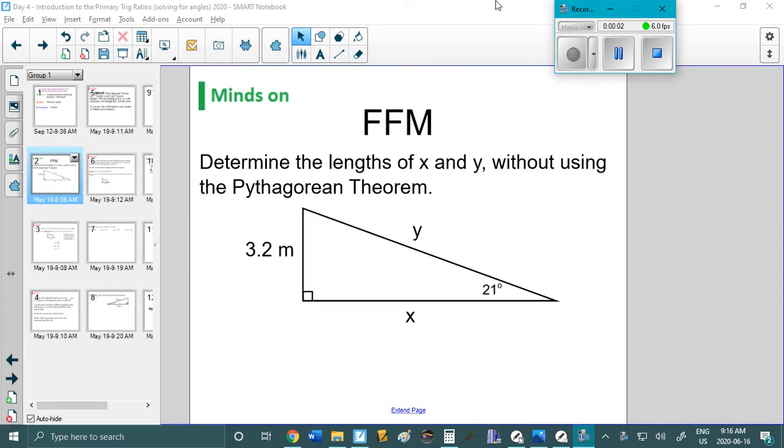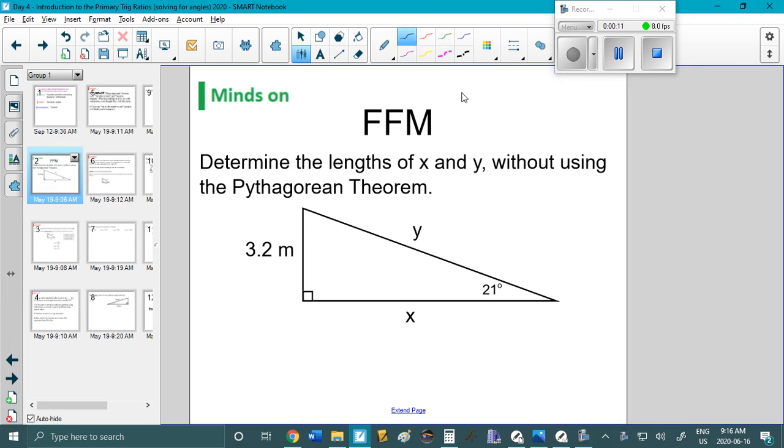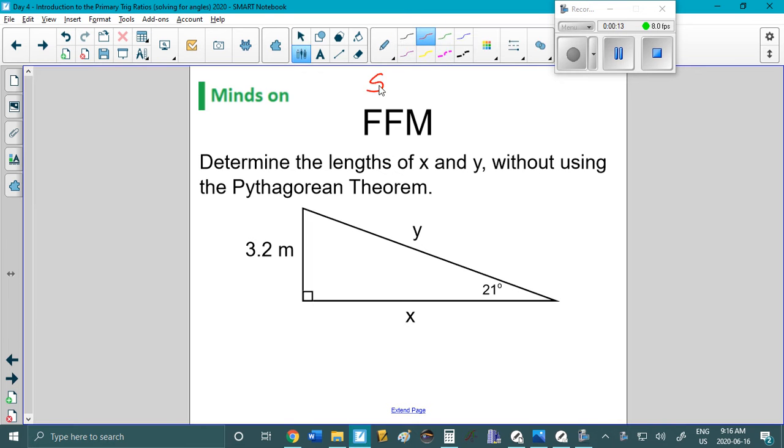Hello, grade 10s. We are going to move forward today. Yesterday you were using SOH CAH TOA, or sine, cosine, tan, to solve for sides, and today we will use SOH CAH TOA to solve for angles, and that will pretty much be everything for this unit, except for some problem-solving questions.